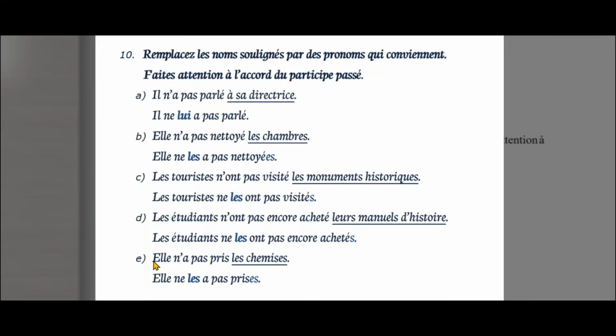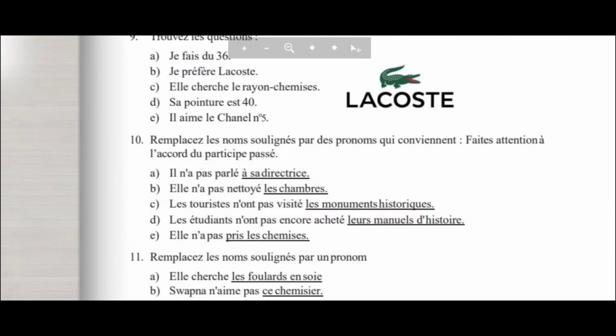And the last one, she did not take the shirts. Now, shirts, feminine plural, and there's no preposition, so you're making use of the direct object pronoun. You're placing it before the auxiliary verb here. And then look at the change, feminine plural, right? Chemise, so you're adding an additional es. Let's move on to the last exercise, that is the 11th exercise.